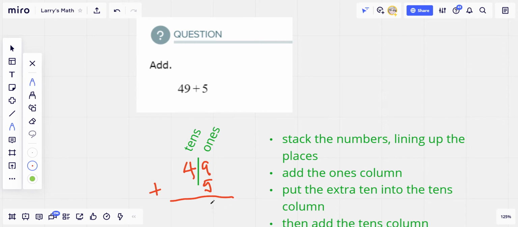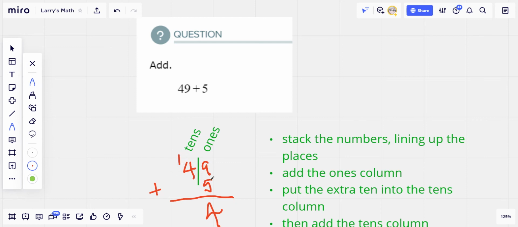But we can only write one digit down here. So what do you do? Well, that 14, you should definitely think of it as a 10 and a 4. You put the 4 down here, and the 10 gets moved over to the tens column. And we put it up here.